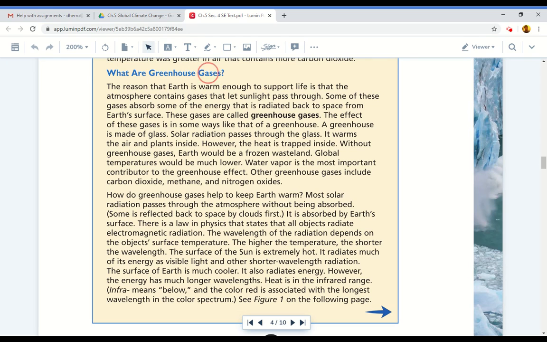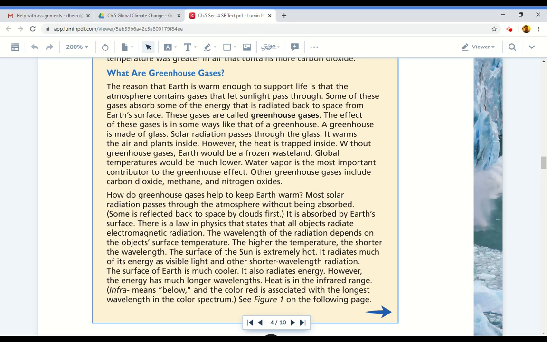What are greenhouse gases? The reason that Earth is warm enough to support life is that the atmosphere contains gases that let sunlight pass through. Some of these gases absorb some of the energy that is radiated back to space from Earth's surface. These gases are called greenhouse gases. The effect of these gases is in some ways like that of a greenhouse.